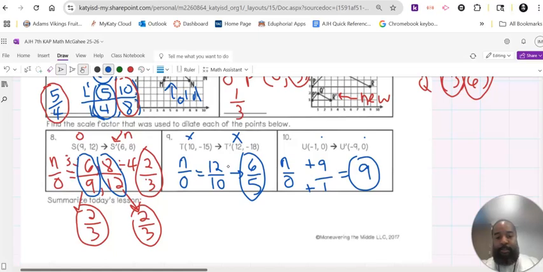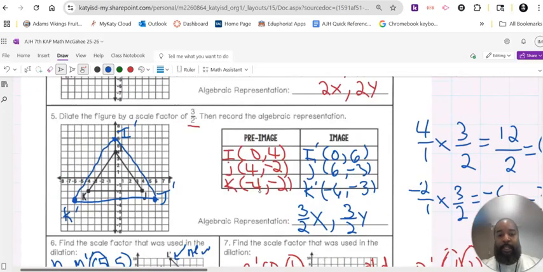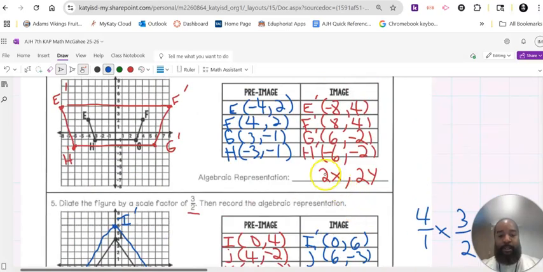All right, so just to recap, scale factor is the ratio of the new over the original. When we reduce that, that tells me what factor I multiplied by to get my new shape. Scale factor is always shown as multiplication. So when we look at our algebraic rule, once again, this is 3 over 2 times x, 3 over 2 times y, 2 times x, 2 times y. Scale factor is always multiplication.